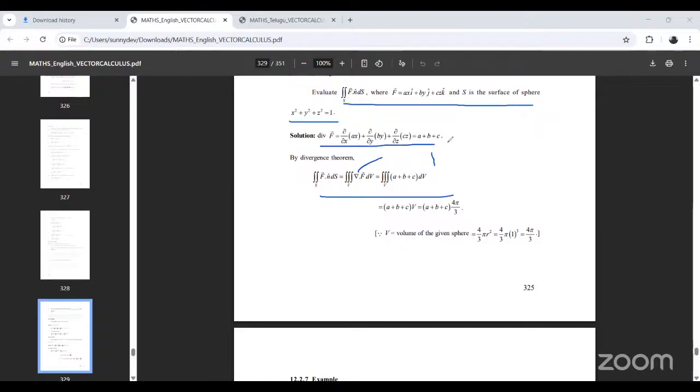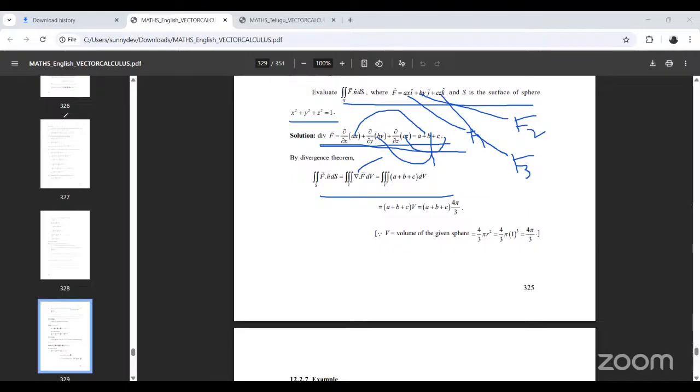Now we are going to find the divergence of F. What is the divergence of F? Del by del x of ax, del by del y of by, and del by del z of cz. This is F1, this is F2, and this is F3. So the divergence of F equals del by del x of ax, which is a, del by del y of by, which is b, and del by del z of cz, which is c.